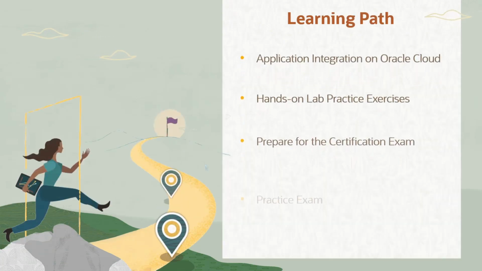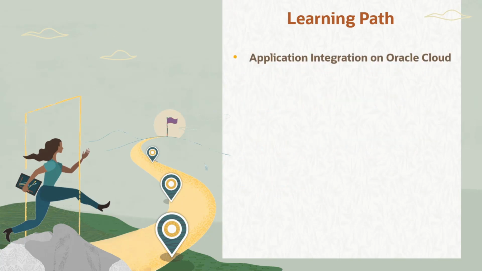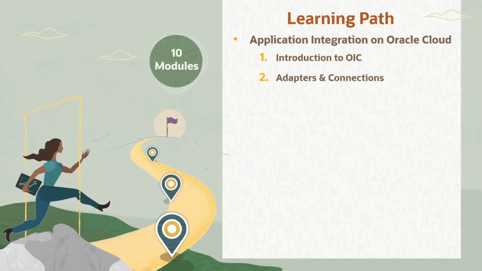So let's break down the content you'll encounter along the way in this learning path. Application integration on Oracle Cloud is the main course, which includes recorded lectures and demos organized into 10 modules. You'll start with this introduction module covering a high-level look at OIC architecture and components, along with the basics of getting started with integrations.